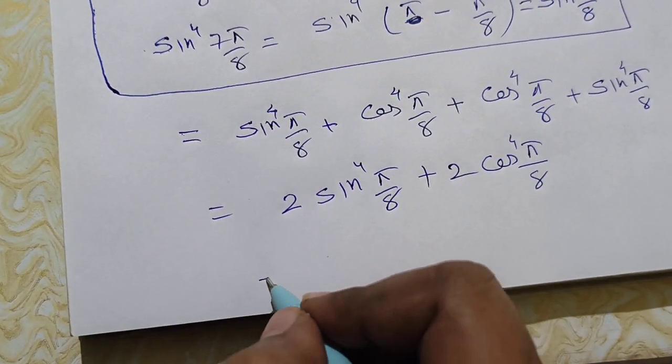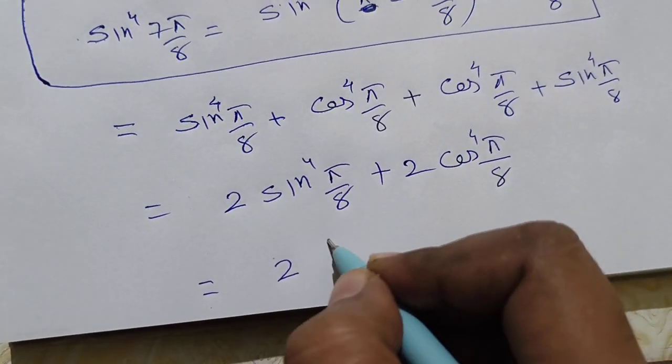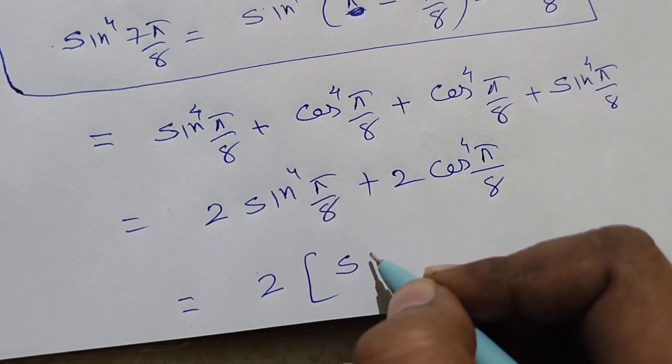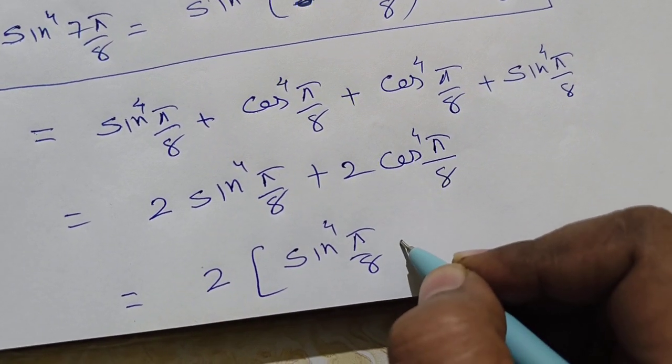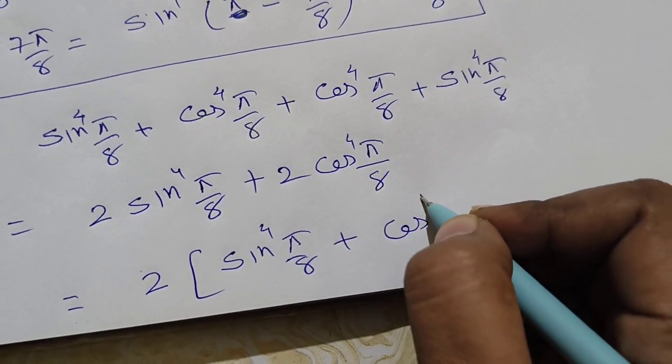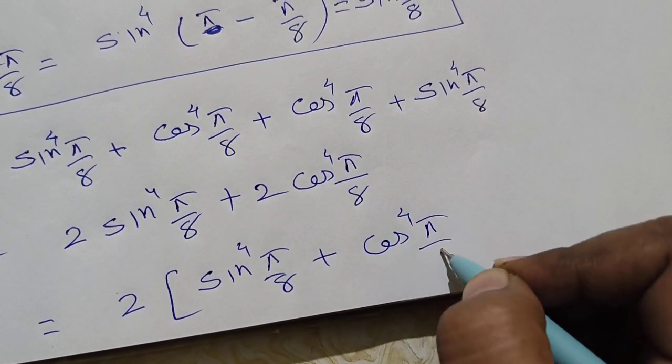From these two terms, I can take 2 common. So this becomes 2 times sin⁴(π/8) + cos⁴(π/8).